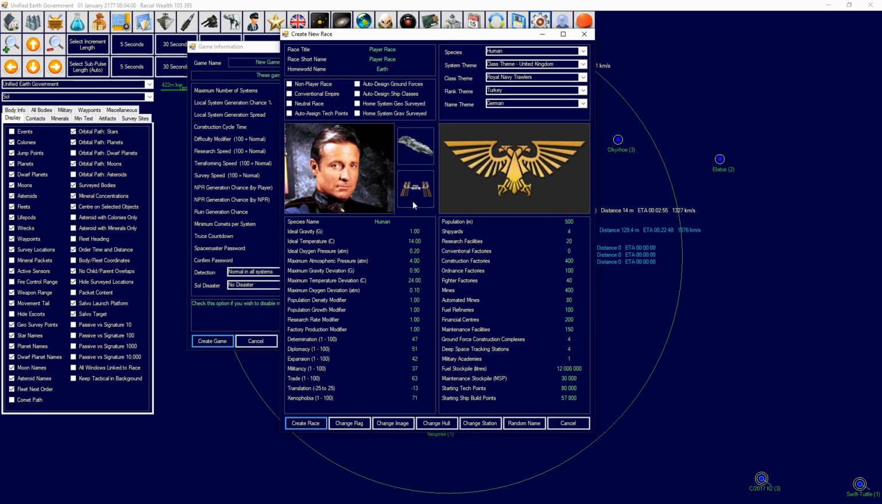In this tab, you have various options. Over here we have general names. This will be what your nation's called. This will be the short name of the nation, and this will be your home world name. You can make the new race a non-player race. You can make yourself a conventional empire. You can make the NPR a neutral race. You can also assign tech points to any NPR or to yourself. You can also assign ground forces and ship classes. I do not advise any auto design. And you can also have your home system geo and grav surveyed off the bat.